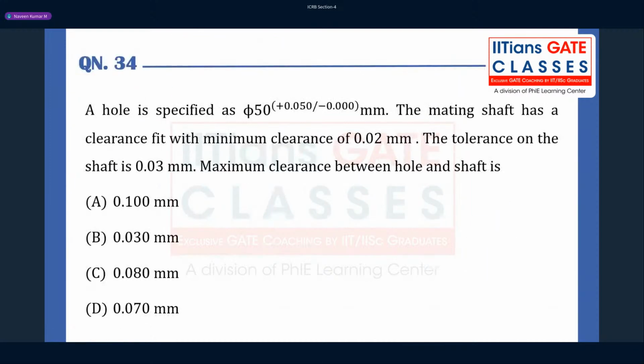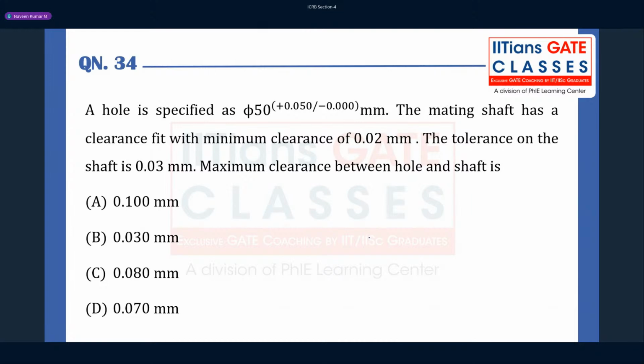Next, the hole is specified like this, and a mating shaft has a clearance fit and minimum clearance of 0.02, and the tolerance on shaft is 0.03 mm. We want the maximum clearance between the hole and shaft. So again, in the previous section also we have discussed this. They're saying that the mating shaft has a clearance fit with minimum clearance of 0.02 mm.